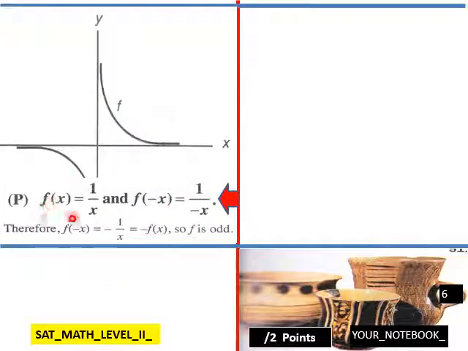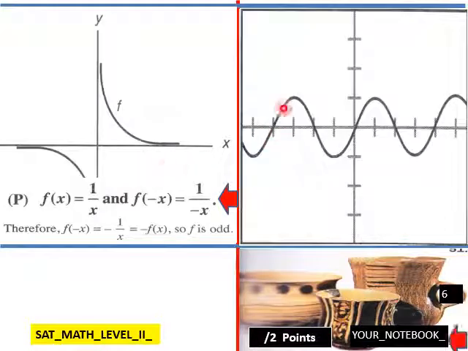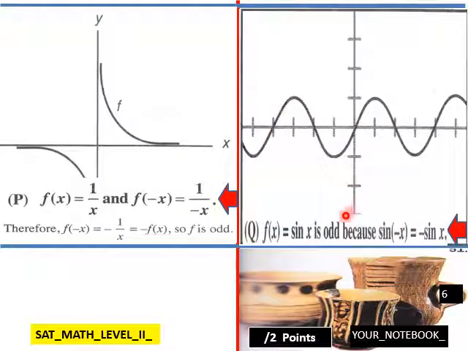Then in this situation, f of x equals 1 over x, you get this hyperbola, and f of negative x would equal 1 over negative x. Therefore, f of negative x equals the negative of 1 over x, which equals negative f of x, so f would be odd. This would be an odd function. And then we go back to this again. f of x equals sine x is odd because the sine of negative x equals the negative sine of x.